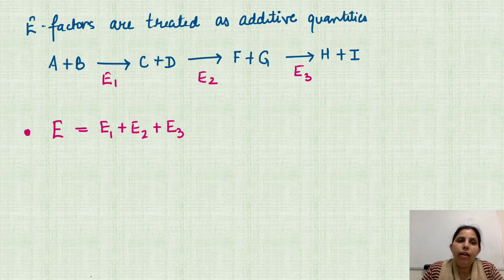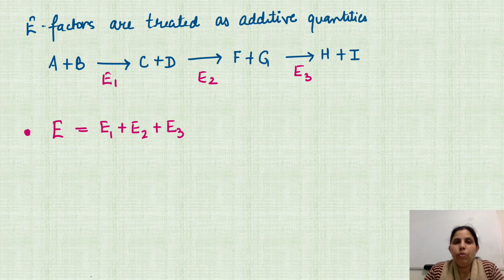Again, I'm repeating that it is treated as an additive quantity. For a multi-step synthesis like this, the E factor for the complete process is the summation of the E factors of all the different steps which are involved in it.